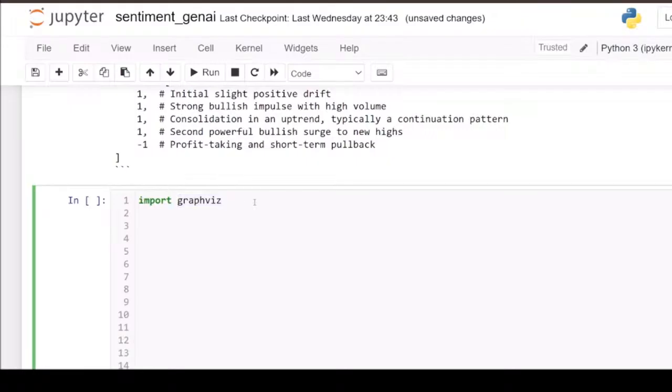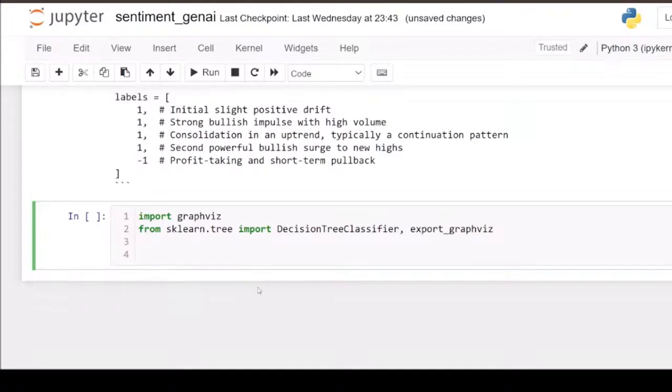Okay, we go with from sklearn, that is important. We just install this as pip install scikit-learn, and from sklearn.tree we have to import our algorithm as a model. It will be import DecisionTreeClassifier. Next we have to give export_graphviz. Okay, we are good here.